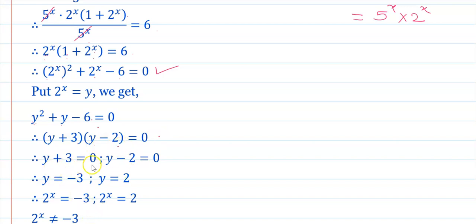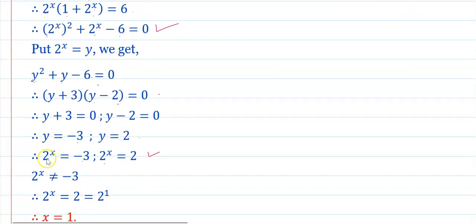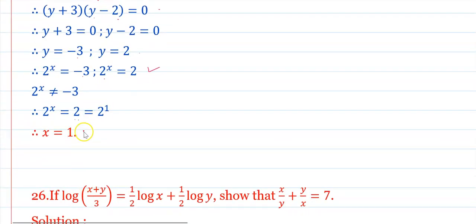As y plus 3 is equal to 0, y minus 2 is equal to 0, y is equal to minus 3, y is equal to 2. But what is y? y means 2 raised to x. So 2 raised to x is equal to minus 3, and 2 raised to x is equal to 2. But 2 raised to x is equal to minus 3 is not possible. Therefore 2 raised to x is equal to 2 is possible. 2 raised to x is equal to 2 means 2 raised to 1. It means that x is equal to 1. This is the correct one.